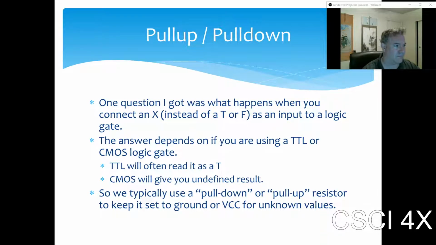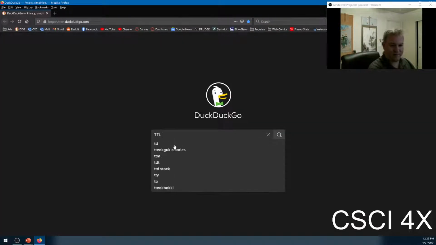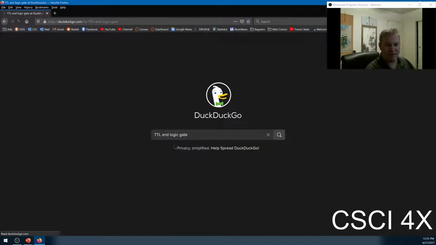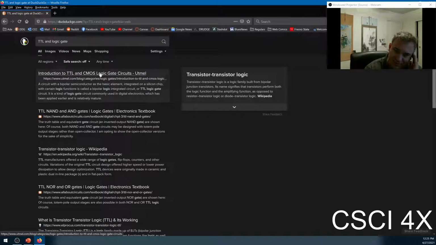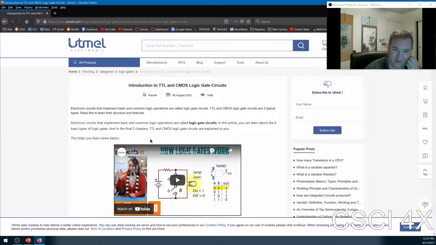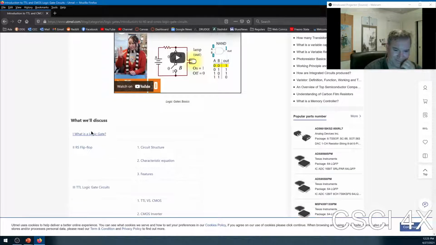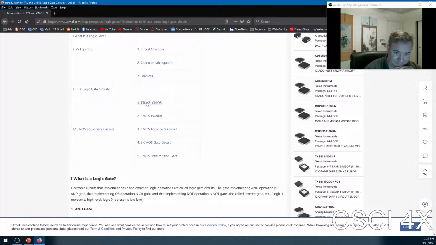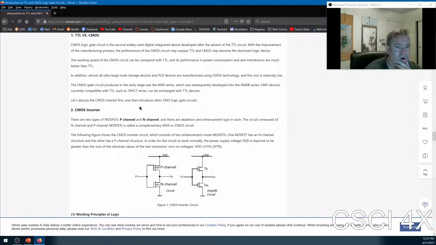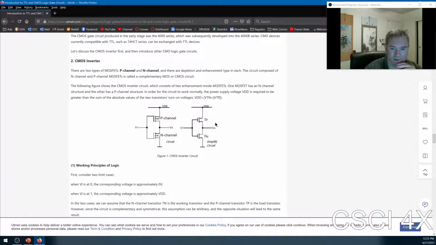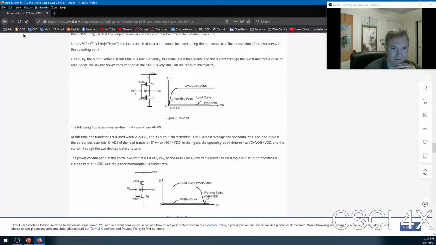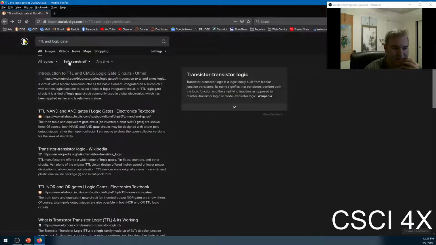TTL and CMOS are just different designs of physical logic gates. It just depends on how the transistors are hooked up and things like that. But if you try reading from a disconnected TTL circuit, let's see, can I buy them?